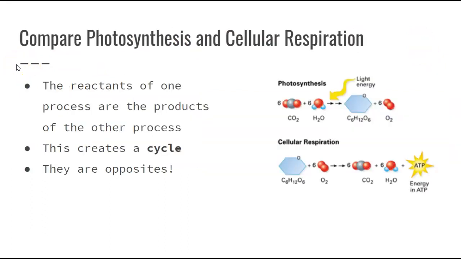So let's compare photosynthesis and cellular respiration. I have brought this up in multiple lectures at this point, but you should have made this connection that the reactants of one process are the products of the other, right? In photosynthesis, we have CO2 and H2O as our reactants, and in cellular respiration, they are our products. In photosynthesis, we have glucose and oxygen as our products, and in cellular respiration, they are our reactants. So the reactants of one become the products of the other. This is a cycle. They're opposites of each other, right? If CO2 goes into one, it comes out of the other. All right, they're opposites. They create a cycle. This is very important. This is a big idea of relating photosynthesis to cellular respiration.